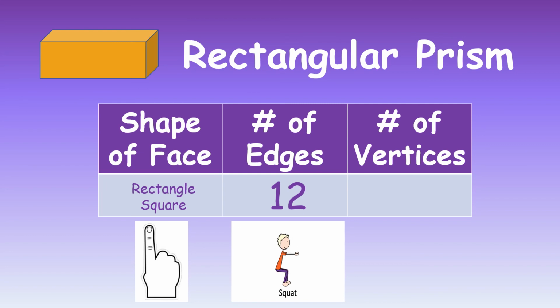And last question, how many vertices are on this rectangular prism? There are 8 vertices. Last exercise, do 8 sky punches.